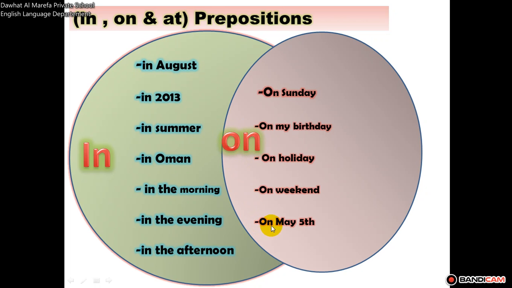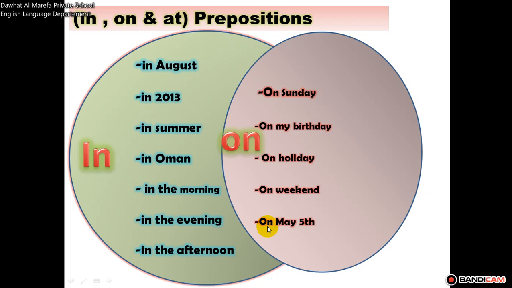Now the last one, if you have a date, for example, May 5th. What is 5th? 5th is the date of one day. It's not a month, it's not a year. So if you have a month, if you have a year, you use in. But if you have the month accompanied with the date of the day, you have to use on, not in.